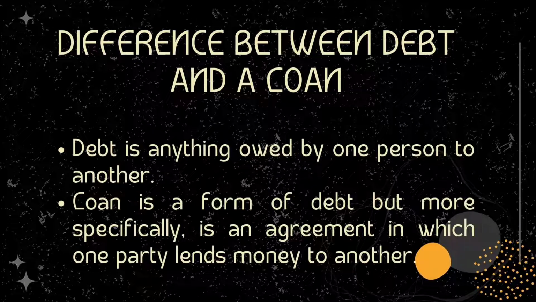Difference between debt and loan. Debt is anything owed by one person to another. Debt can involve real property, money, services, or other consideration, while a loan is a form of debt, but more specifically is an agreement in which one party lends money to another. The main difference between loan and debt is that money borrowed from a lender or bank is called a loan, and money borrowed through debentures and bonds is called debt.